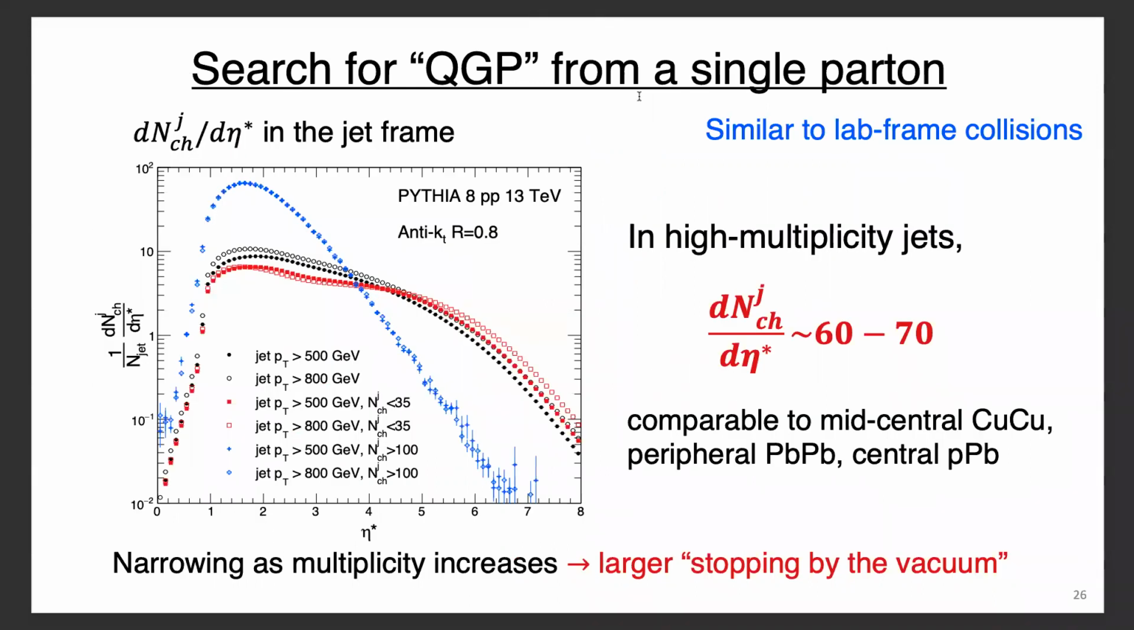If you look at the rapidity density of the charged particles in this new axis, you will see that in these high multiplicity jets, the blue points, the peak value of this dN/d-eta star can reach 60, 70. This is comparable to what you get in peripheral lead-lead, central p-lead collisions. So in terms of the particle density per unit rapidity in that frame, it fulfills the requirement to see the collective effects as we've seen in these systems.